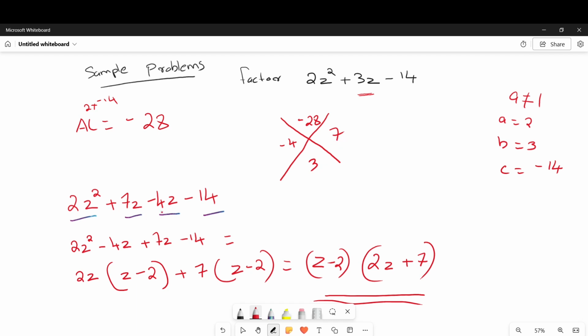Split the middle term using the two numbers we got, so 7z and minus 4z. Then we start our grouping stage. We try to group and factor out the common factor. Then finally we got the answer. I hope everyone understood this one.